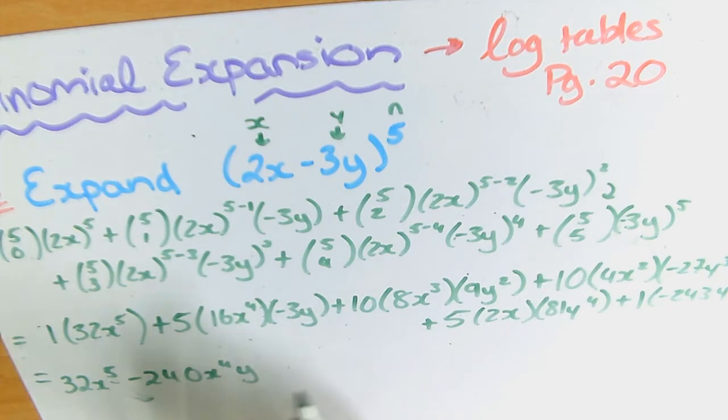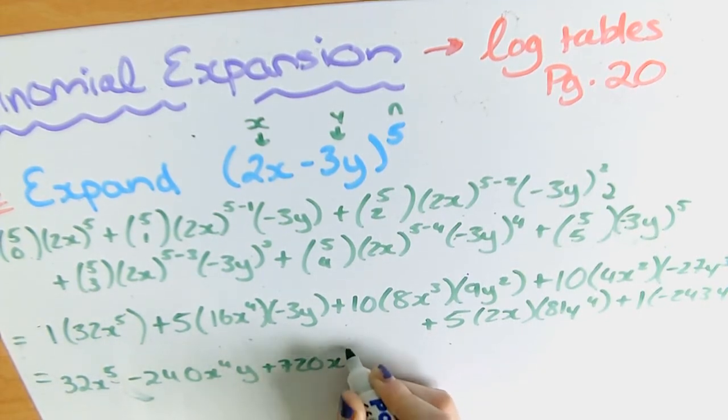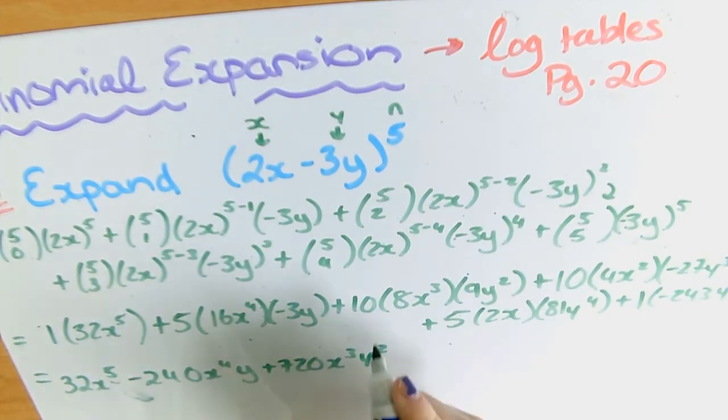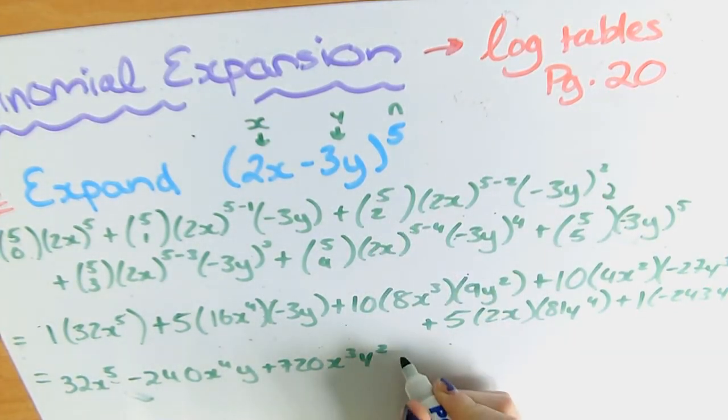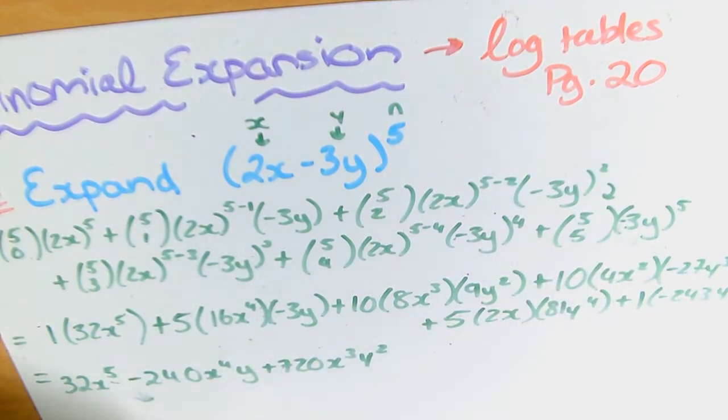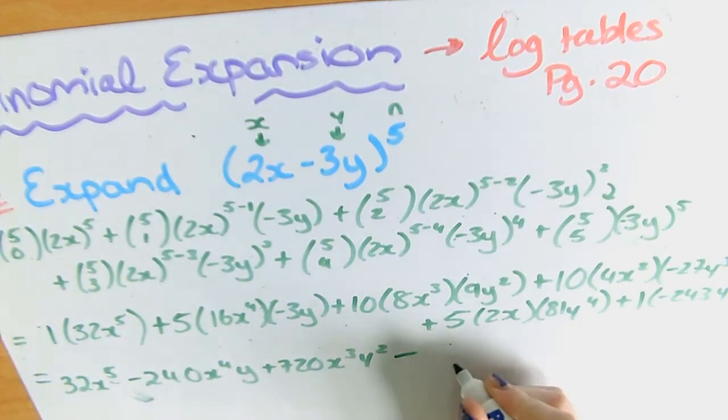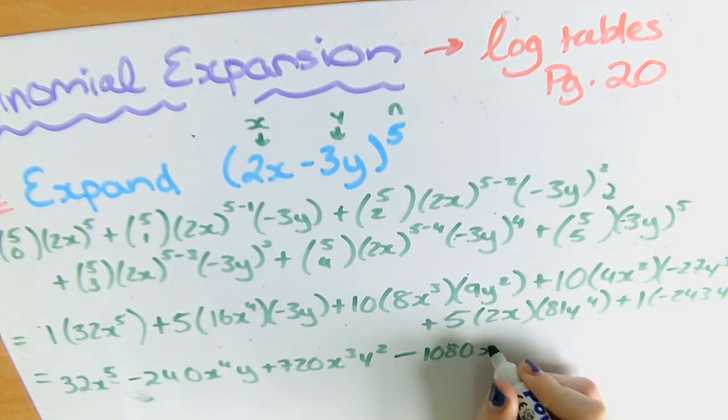We have 10 by 80 by 9. So 10 by 80 by 8, by 9 gives me plus 720 x cubed y squared. So again, my powers add up to the original power, which was 5. Then we have 10 by 4 by minus 27. So again, we're going to have a minus this time. 10 by 4 by 27 gives me minus 1080 x squared y cubed.